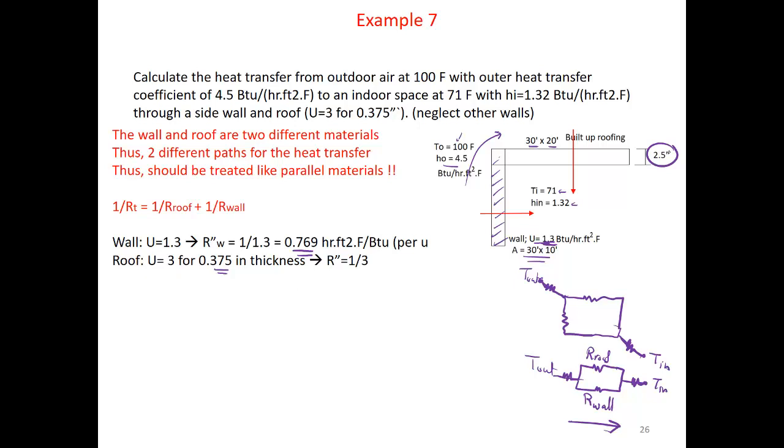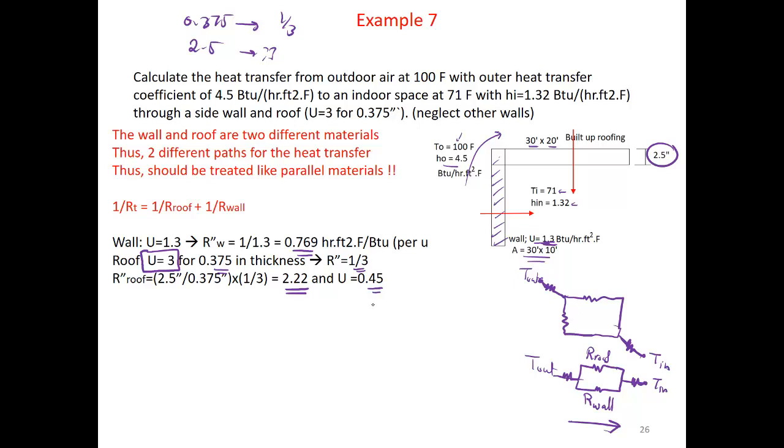So we're first going to find the thermal resistance that corresponds to this value, so it's 1/3. For 0.375, I have 1/3 resistance. For 2.5, what is it equal to? If you don't want to find the conversion factor, it's 2.5 over 0.375 times 1/3. That gives me an R value of 2.22 and a U value of 0.45. And that's for the roof.